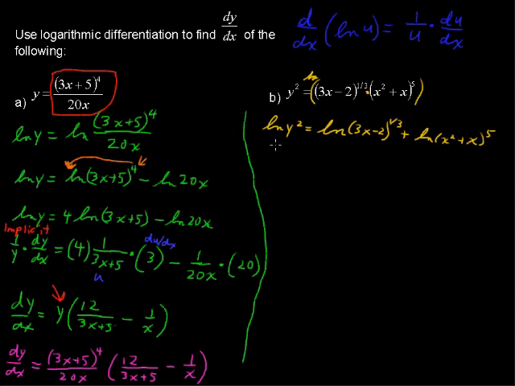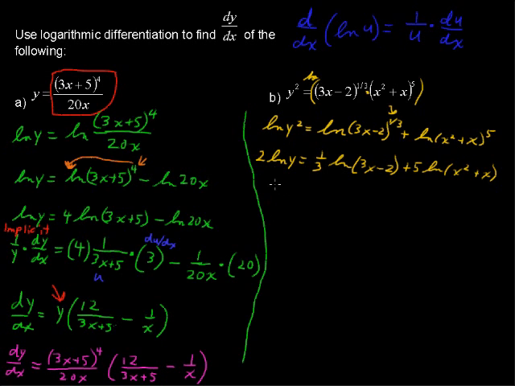Okay, we can move this 2 over, so we've got 2 times the natural log of y equals 1/3. I'm taking this 1/3, moving it. 1/3 times the natural log of 3x - 2, plus 5 times the natural log of x squared + x. I'm going to have to start writing a little bit smaller so I don't run out of room. At this point, I'm going to take the derivative of each side.